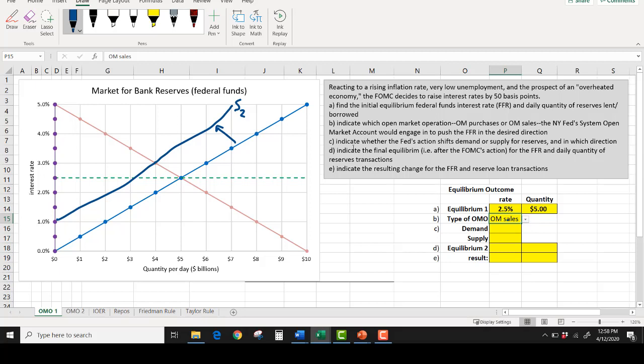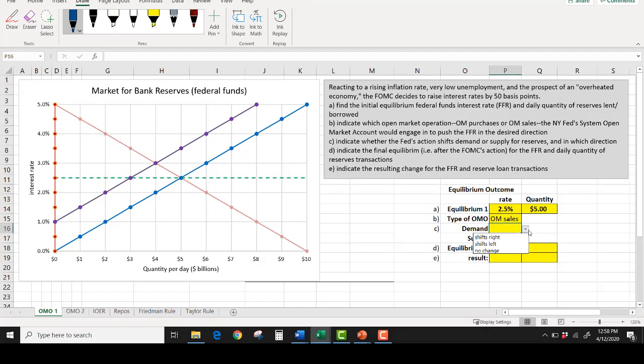Okay, and then the next part of the question says indicate whether the Fed's actions shift the demand or supply for reserves and in which direction. So we're going to be shifting supply, as I just indicated, to the left. And there's my proper shift, so I can now get rid of my drawing. Okay, so we've got the purple supply curve as the shift.